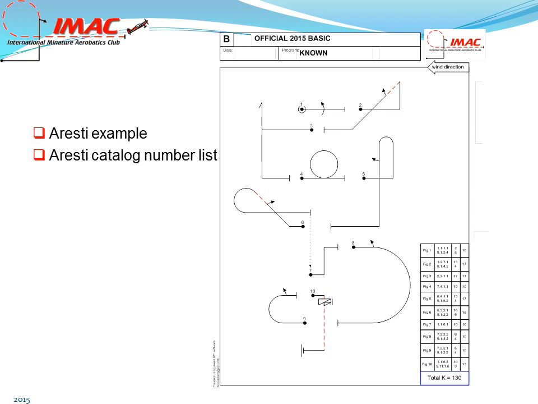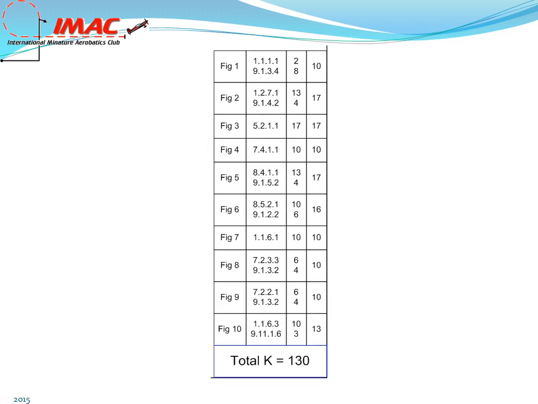This is an example of an Aresti sequence. Notice in the lower right-hand side, the Aresti catalog numbers are listed. Let's take a look at figure number 1. It has a base figure of a 1.1.1, found in the Aresti catalog. The base figure holds a k-factor of 2.